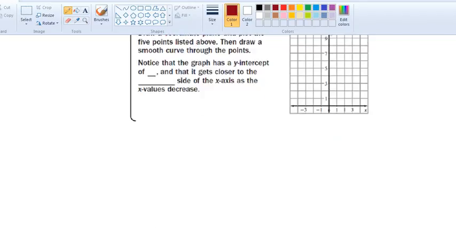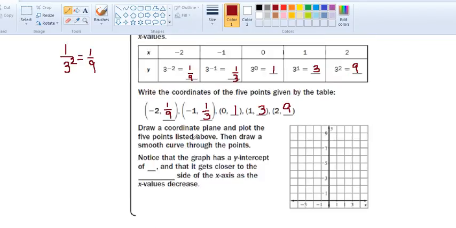Now what you're going to see is when we graph this, it looks a little different than what we've seen before. We usually are dealing with straight lines. So what we're going to do here is draw a coordinate plane. Well, they've done that for us. And we're going to plot these 5 points. Then we're going to draw a smooth curve through the points.